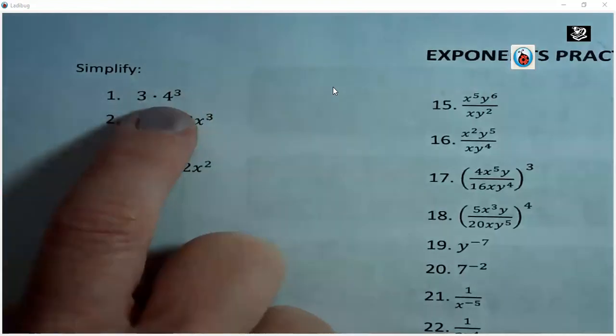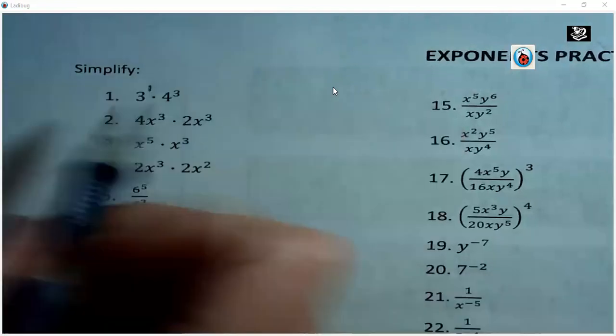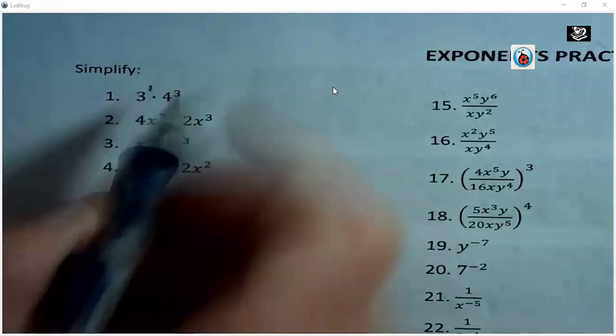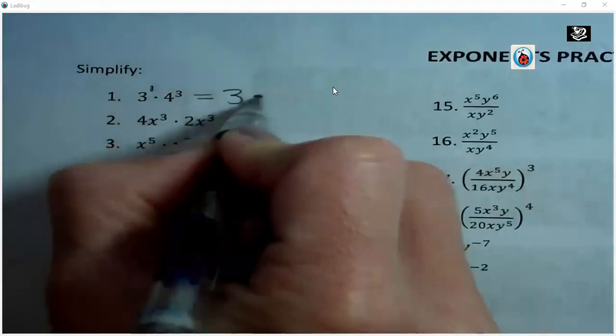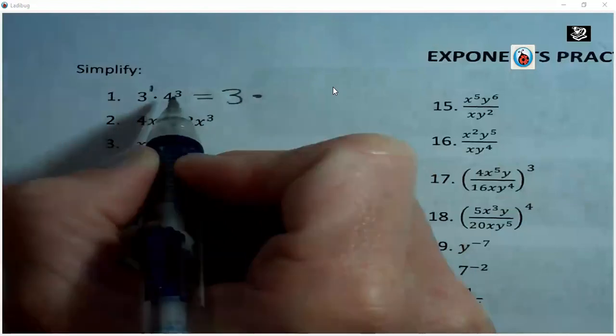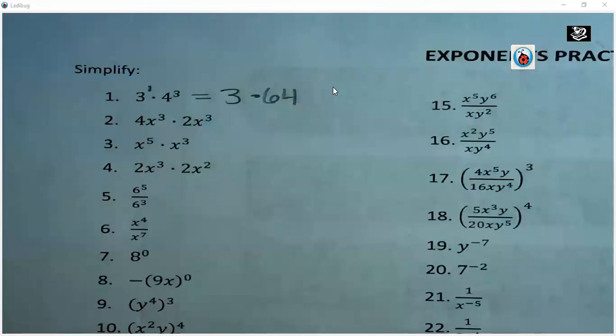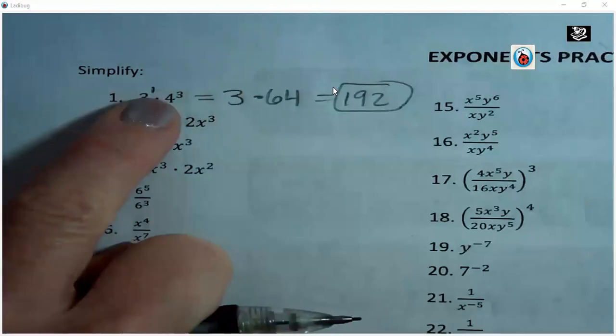You could treat them separately if you wanted. So what I'm trying to say is you can't add these exponents because they have different bases. You could simplify it separately if you wanted. You could say, all right, well, this is 3. And then you could say 4 to the 3rd is, I think, 81. Nope, 64. And then you could do 3 times 64 if you wanted, which gives you 192. So you could work it out like that, but you wouldn't add your exponents because they have different bases.